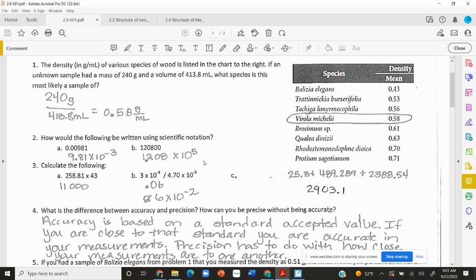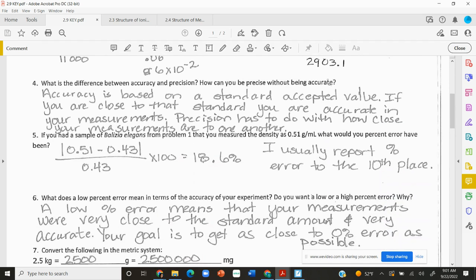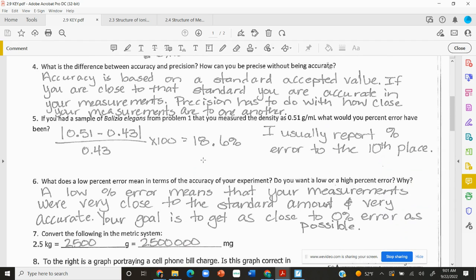All right. We also have talked about accuracy and precision. So when we talk about accuracy, accuracy is based on a standard accepted value. If you are close to that standard, then you're accurate. Precision then is how close your measurements are to one another.